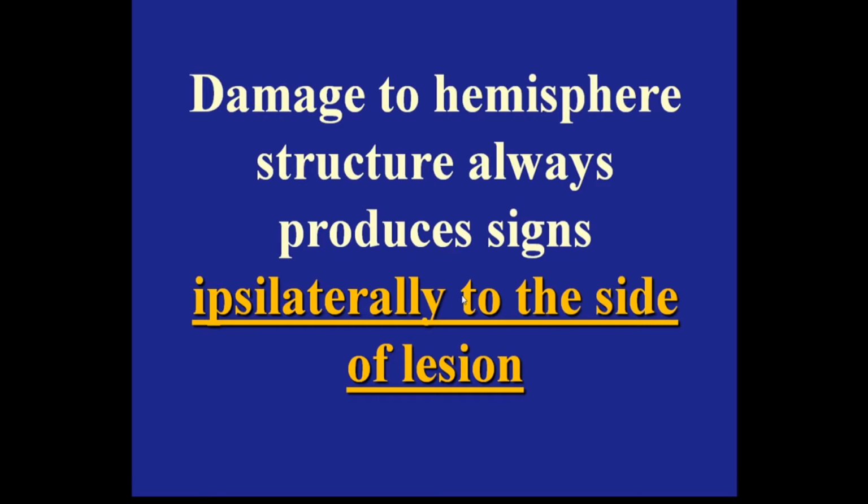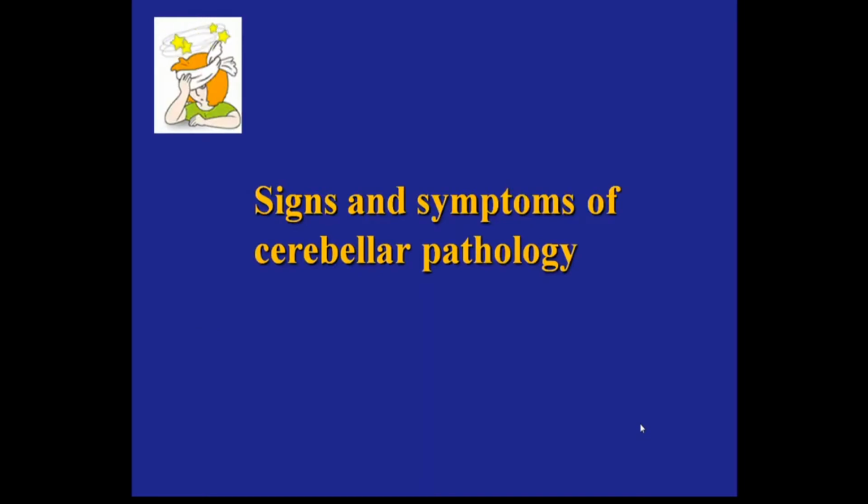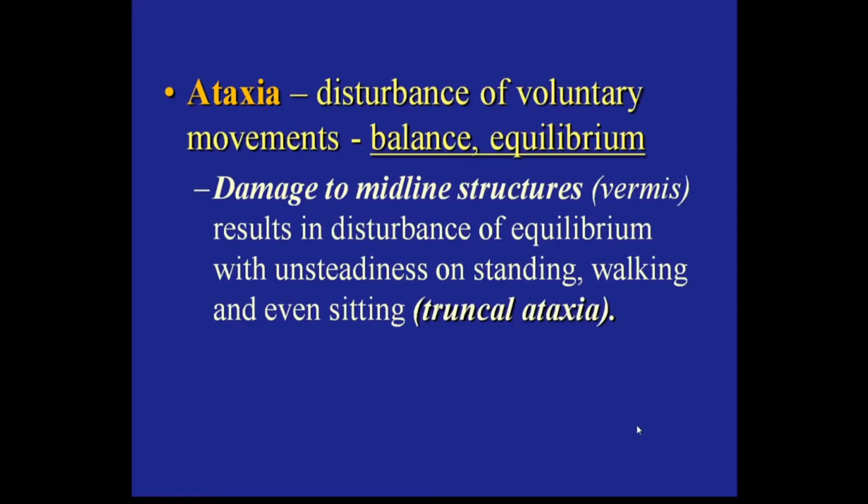So, summary. Damage to hemisphere structure always produces signs ipsilaterally to the site of lesion. Compare with, for example, pyramidal tract or somatosensory function. In those cases, we always have contralateral regulation and contralateral signs of lesion. In this case, we have ipsilateral regulation and ipsilateral signs of lesion. So, what are these signs of lesion? Signs and symptoms of cerebellar pathology. The next part of our lecture.